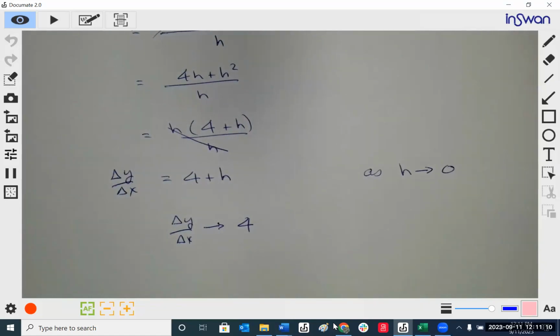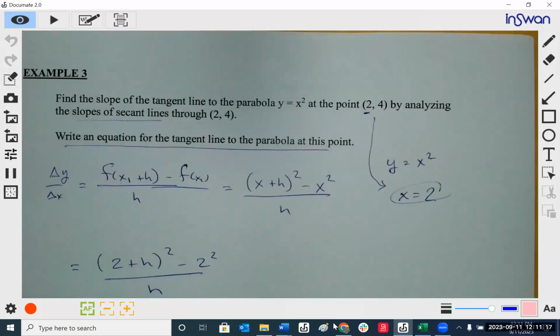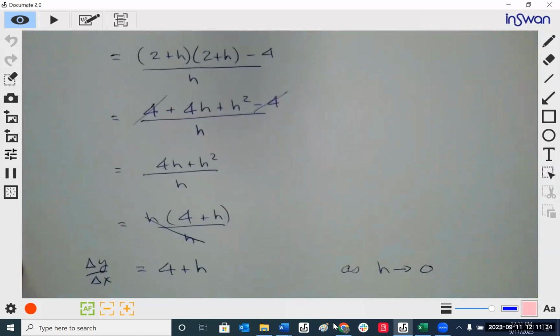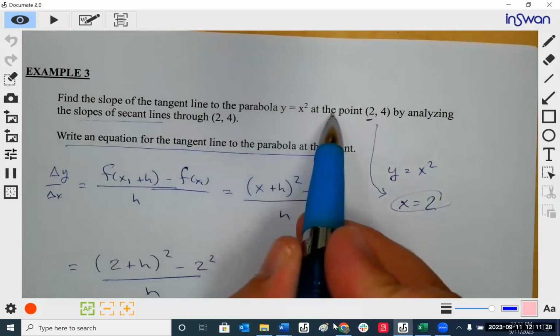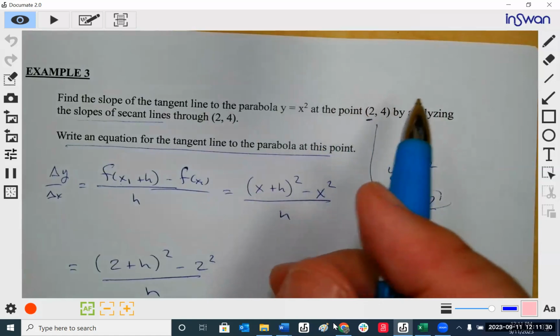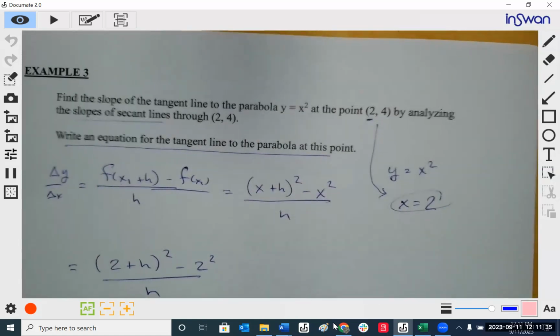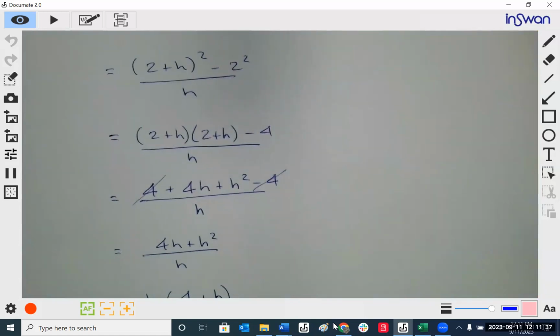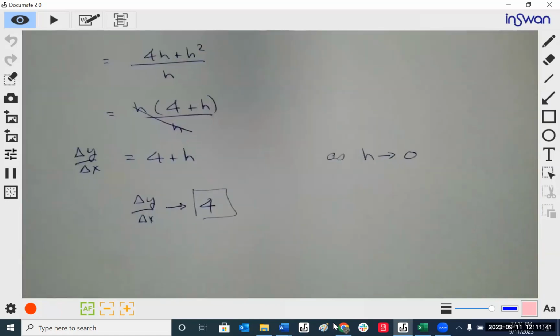But we're not done yet. Write an equation of the tangent line at this point. So what we just did was part c. We found the slope of the tangent line. We found the slope of the tangent line from the secant line, because it starts off that way, and we're getting close. So we found the slope. That's the slope of the tangent line.